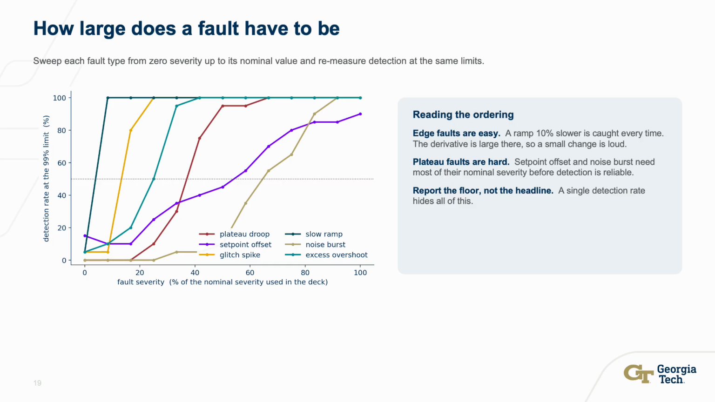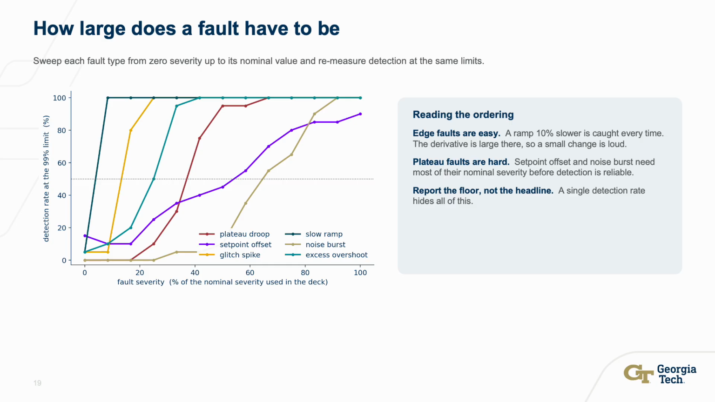So when someone quotes you a detection rate, the useful question is: at what severity? A single number hides all of this, and the fault sizes that matter operationally are usually the small ones because the large ones already tripped some other limit.